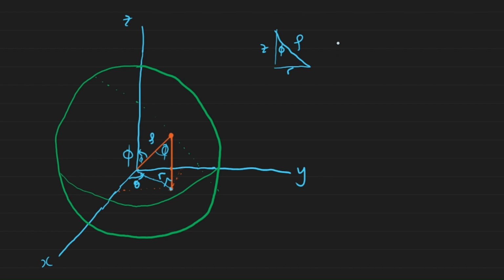Okay, so now we can just write our normal trigonometric ratios. If we take cos of phi, we can see that cos of phi is equal to z over rho. So that means that z is equal to rho cos phi. Z is equal to rho cos phi.